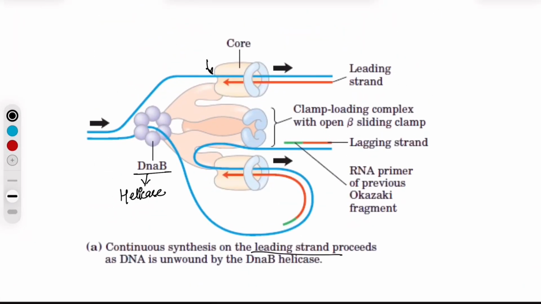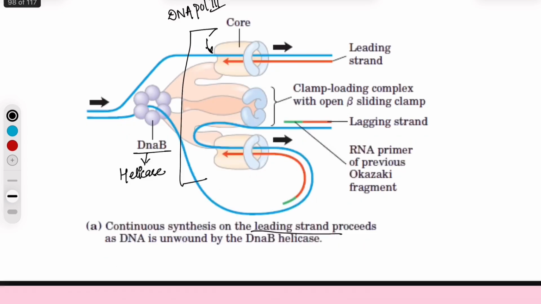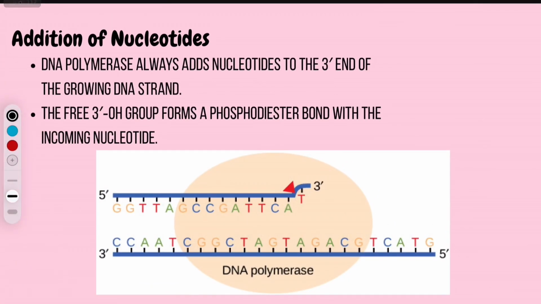Next we will see helicase. DnaB is the helicase here, and this is the core DNA Pol III structure and how it binds on the leading strand. Now, how are nucleotides added on the strand? DNA polymerase always adds nucleotides at the 3' end of the growing DNA strand.